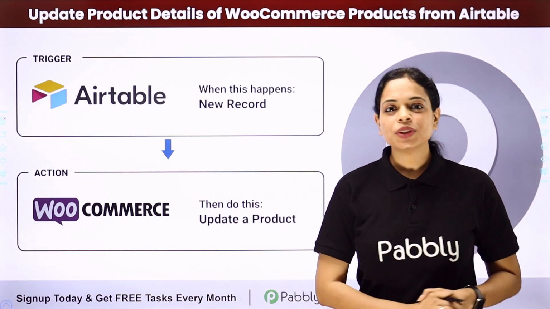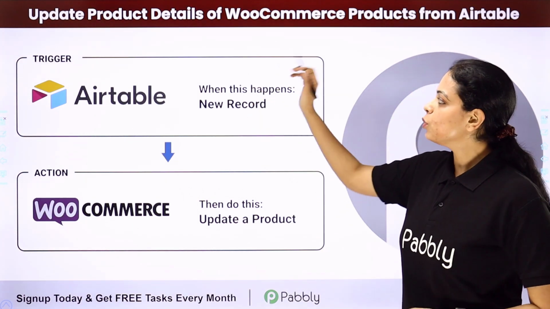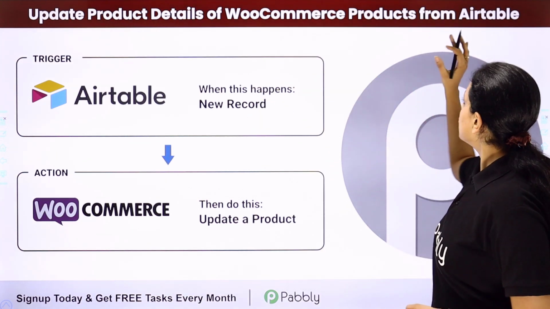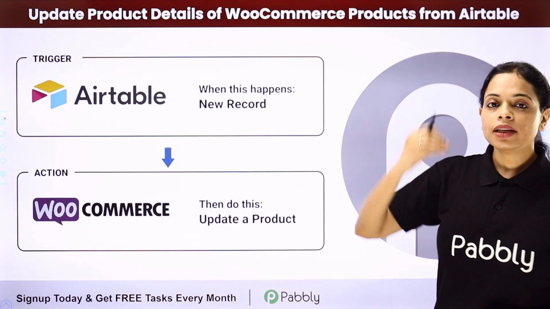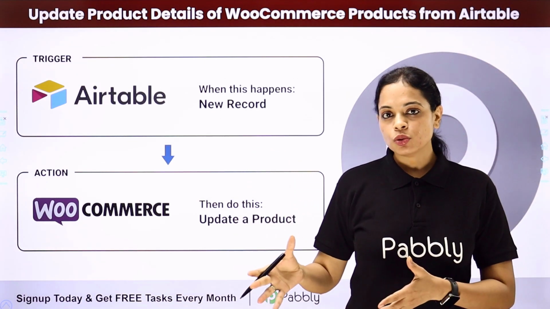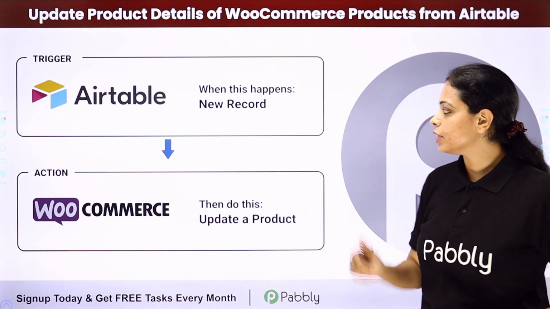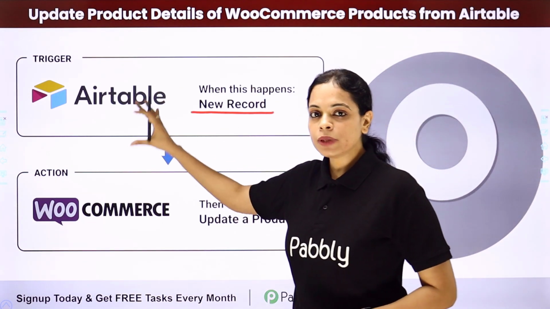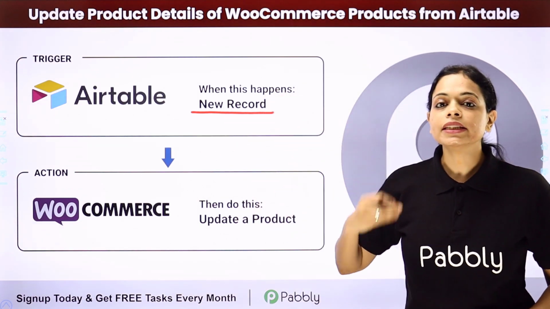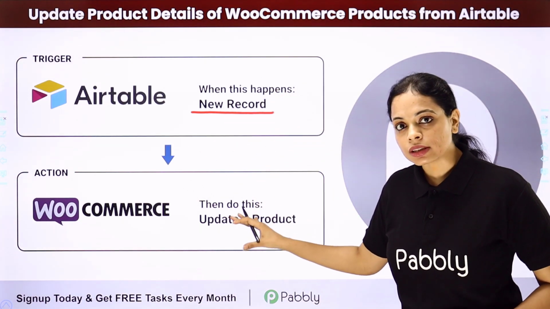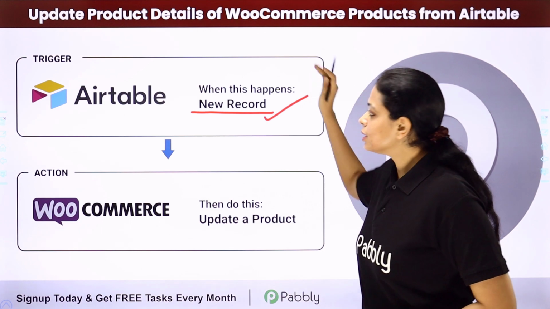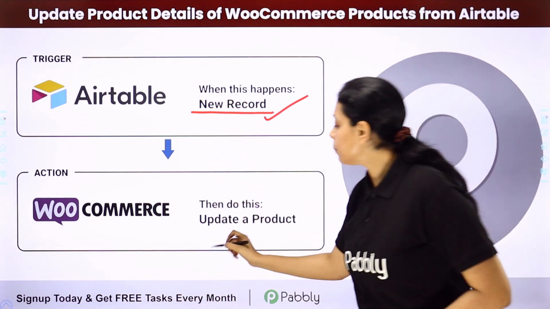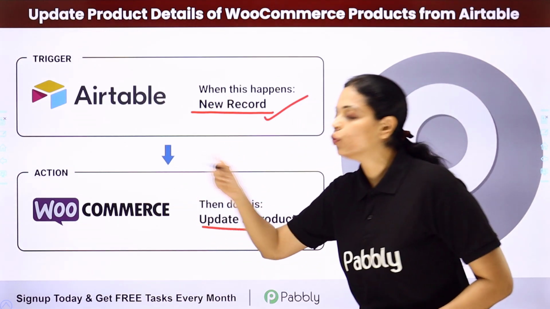In this video, we are going to understand how to update product details of WooCommerce from Airtable. So here we have got certain products in our WooCommerce. Now, what is our objective? Every time a new record is added in our Airtable spreadsheet with the updated details of these existing products, then the moment these records are added here, automatically the product should be updated here in WooCommerce.